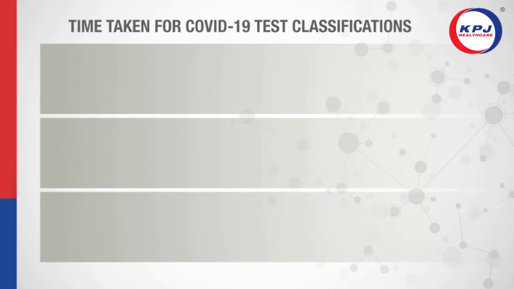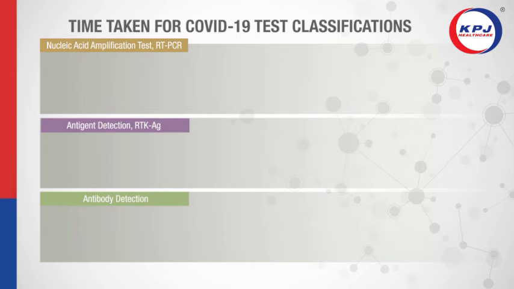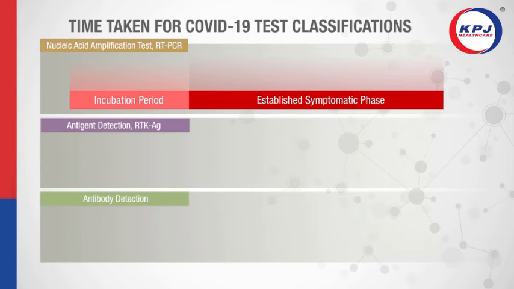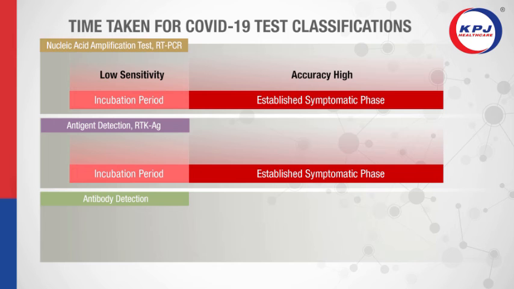About the timing of the detection. With virus detection, we can detect the virus at the early stage of infection. For example, nucleic acid testing or PCR has low sensitivity during the incubation period, but when there is established infection, the accuracy is very high, 95% and above. In comparison to RTK antigen, detection during the incubation period is almost zero. However, detection during established infection, the accuracy is high.